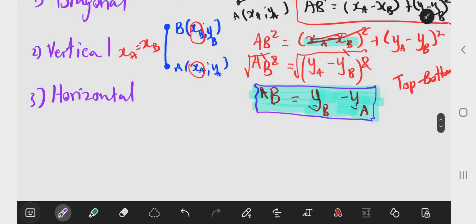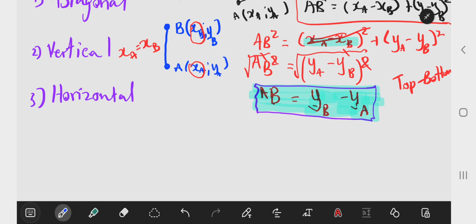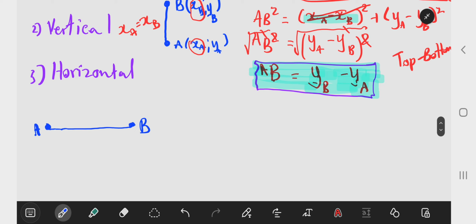Alright, so let's do horizontal distance now. Horizontal distance is something going from left to right or from right to left, right? So for example, if you have coordinate A here and then coordinate B here and you want to calculate the length there, which is AB, that is the horizontal distance. So with this horizontal distance, what you must note is, if we have x of A and y of A, and then x of B and y of B.